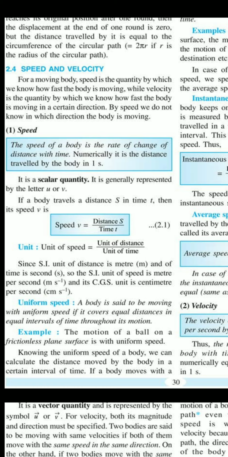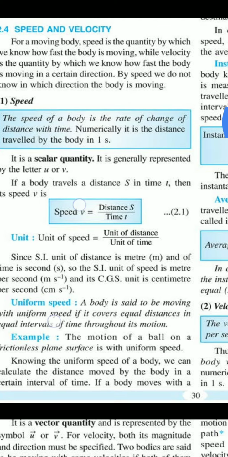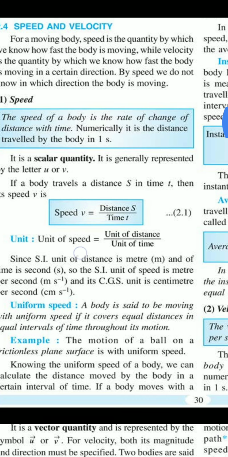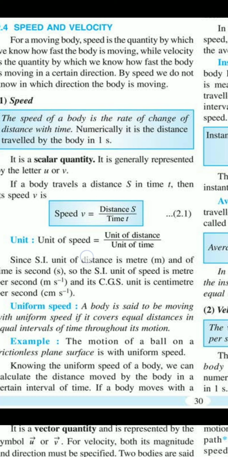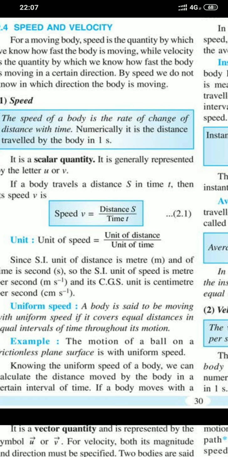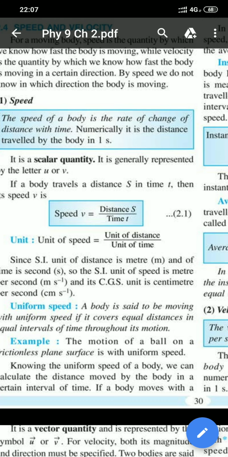Then in order to get the unit of speed, see, we have discussed the derived units in previous chapter. So you have to keep that in mind. To get the unit of speed, what do we need to do? Unit of distance divided by unit of time. Unit of distance is, if we talk SI unit, meter and unit of time is second. So the SI unit of speed is meter per second, and the CGS unit will be centimeter per second.